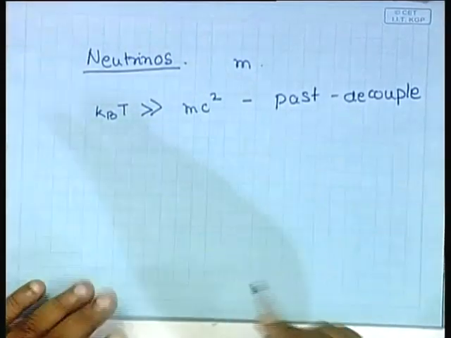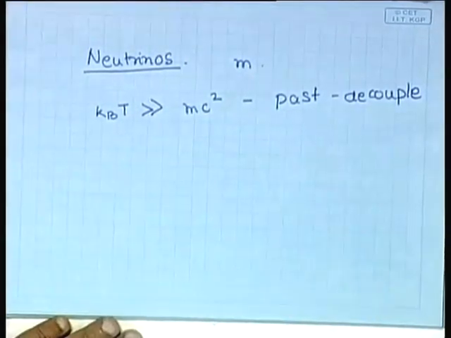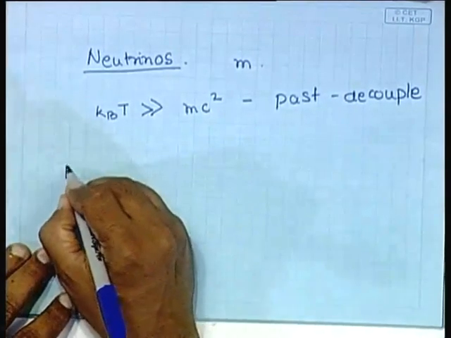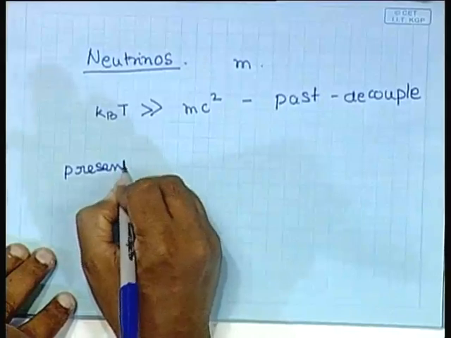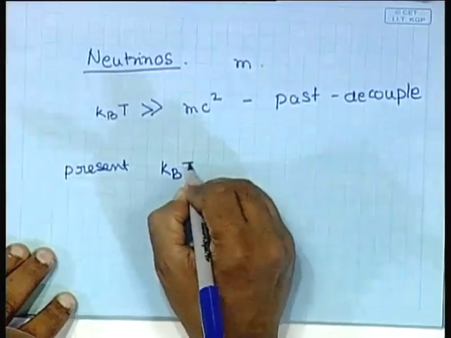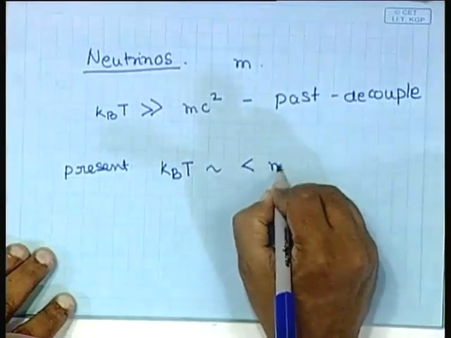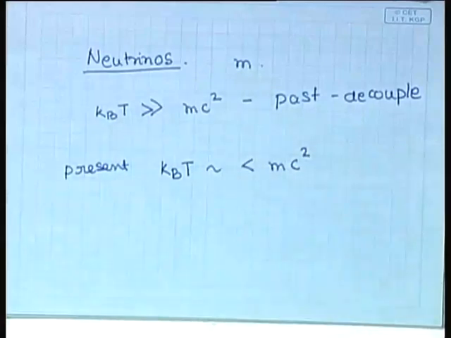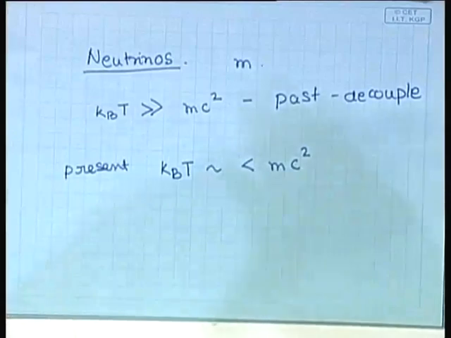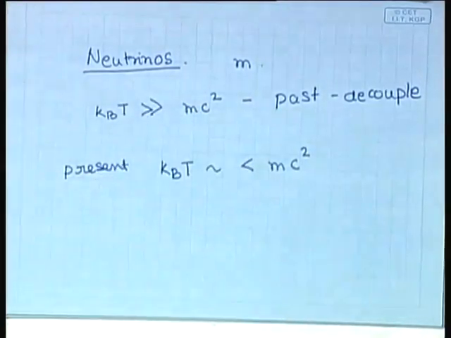Now, at present the temperature of the universe is much smaller, around 3 Kelvin. So, at present k_B T is comparable to or could be even less than mc squared. A neutrino has mass. So, at present the temperature could be comparable or less than that; let us consider a situation where the temperature now is 3 Kelvin, let us say less than the neutrino mass, but when the neutrino decoupled it was more than the neutrino mass. The question is, what is the neutrino distribution function now?